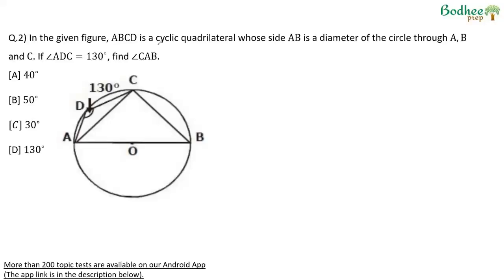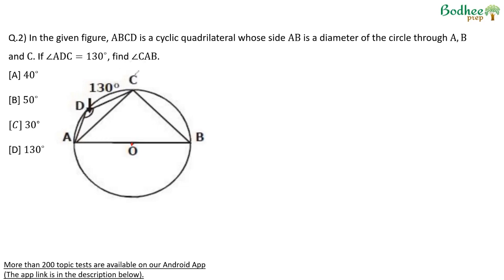In the given figure, ABCD is a cyclic quadrilateral whose side AB is the diameter. O would be the center. ABC, diameter of the circle which passes through A, B and C. ADC is 130, find CAB.